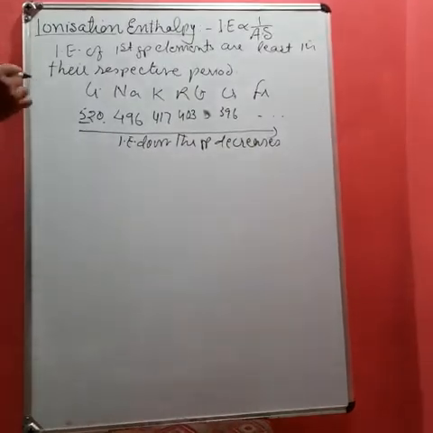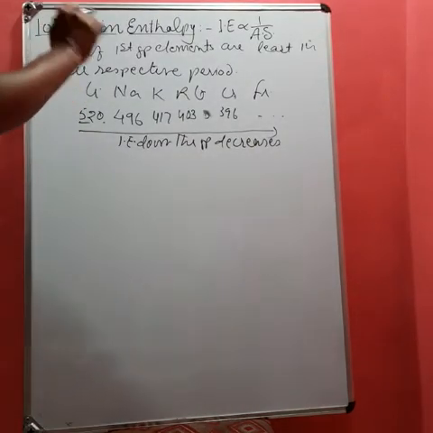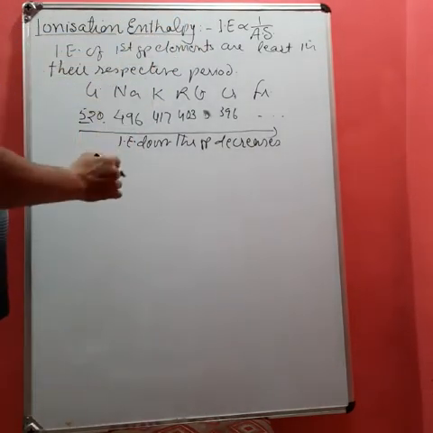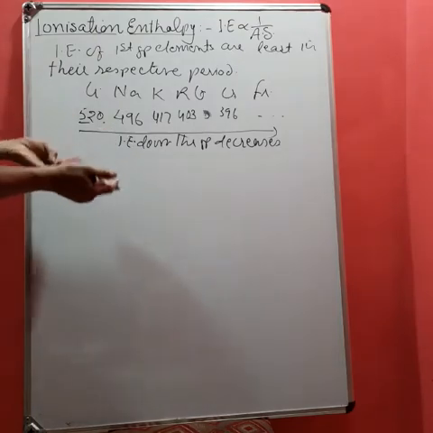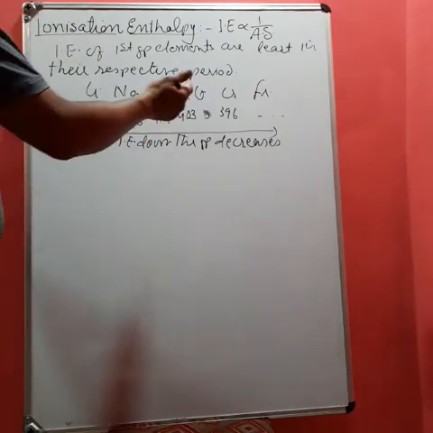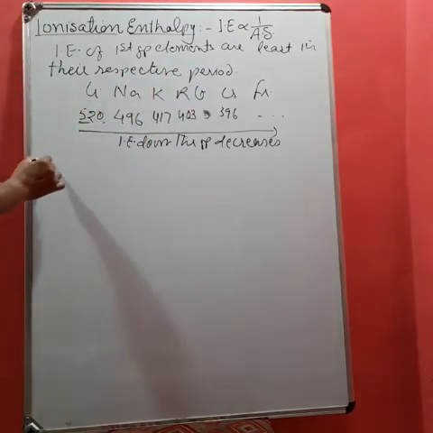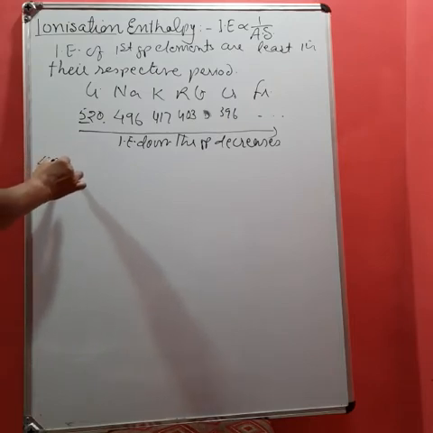So this is about ionization enthalpy. Along the period, ionization enthalpy is least for alkali metals, and down the group, the ionization enthalpy decreases. Next one is density.